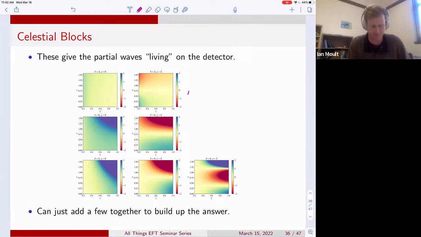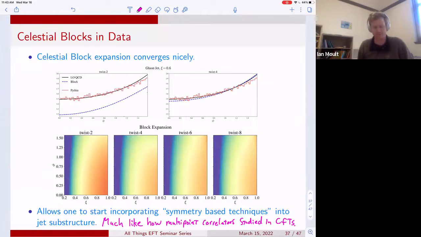This is just for fun, a plot of these particular partial waves for some different quantum numbers. It's using these same coordinates as before. For example, you can see at higher transverse spin here, you have this oscillatory behavior as a function of this angular coordinate. The idea is that one can then just add a few of these together to build up the answer. This is exactly how one analyzes higher point correlation functions, for example, in condensed matter systems: you understand the OPE data and then you just add a few of these together, since these are completely fixed by the symmetry structures, which in this case is the symmetry of the Lorentz group.